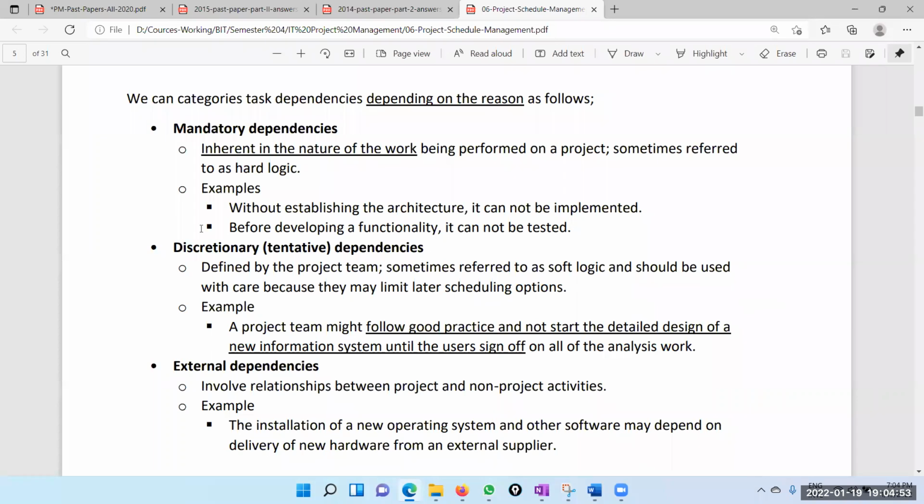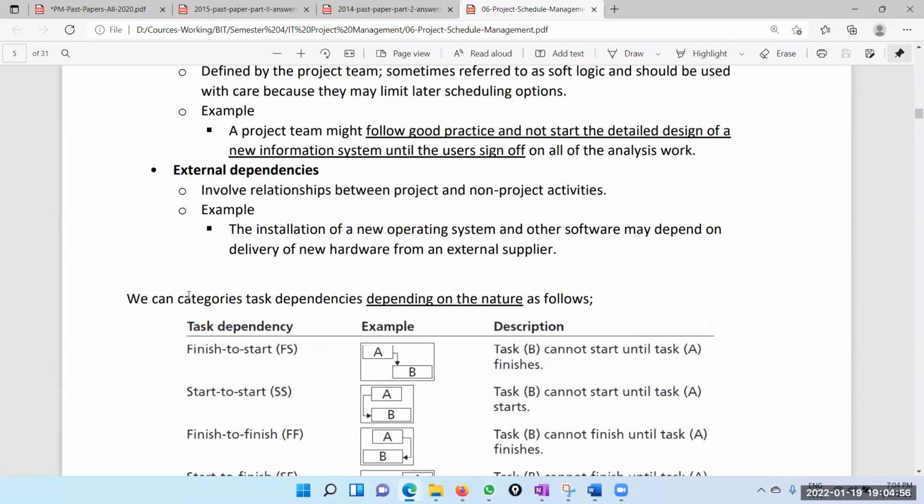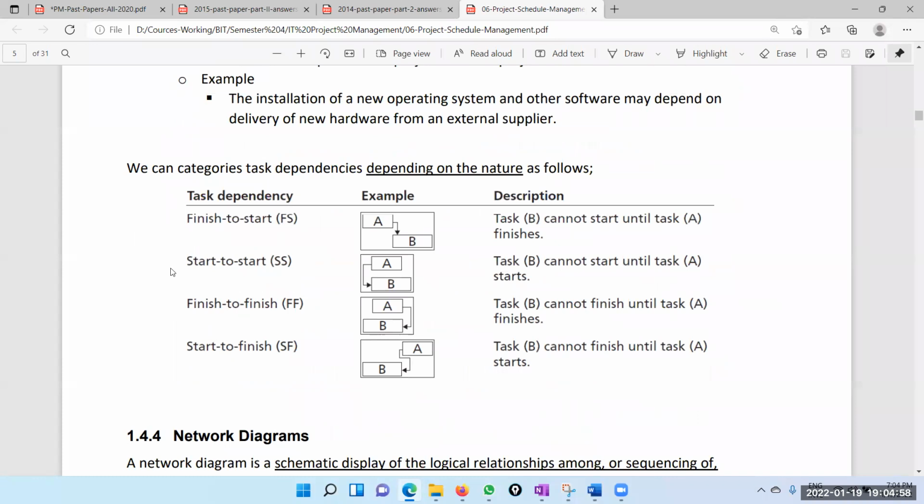We discussed the different types of dependencies, and also very important, the dependencies depending on the nature: finish to start, start to start, finish to finish, and start to finish. And last year's paper they asked you to explain each and every one. Actually, last year's paper was very easy, I think, because it was during the corona pandemic they held the exam. They just asked this: explain each and every one with diagrams.